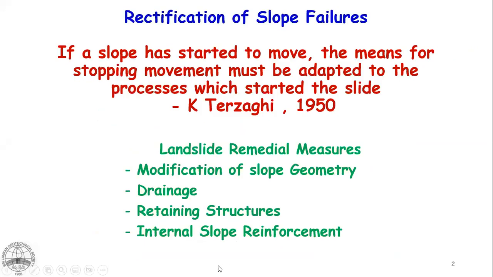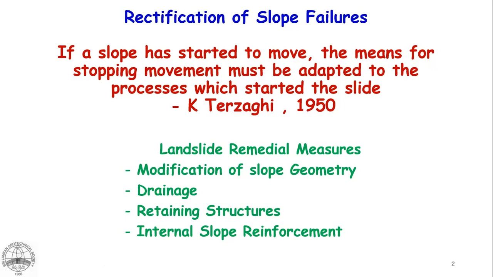Going back to this famous statement by Karl Terzaghi: if a slope has started to move, the means of stopping the movement must be adapted to the process which started the slide. So earlier we talked about the investigations, various monitoring aspects and so forth. With all these activities, we have to identify the reason for the slow movement, where the failure surfaces are, and at what kind of rainfall intensities the movements will initiate.